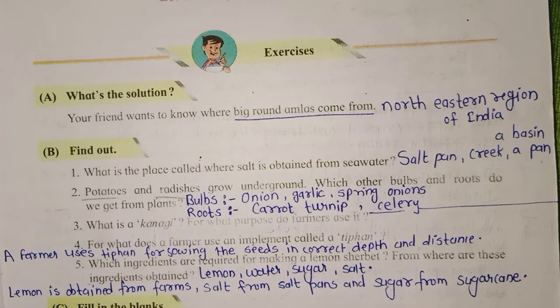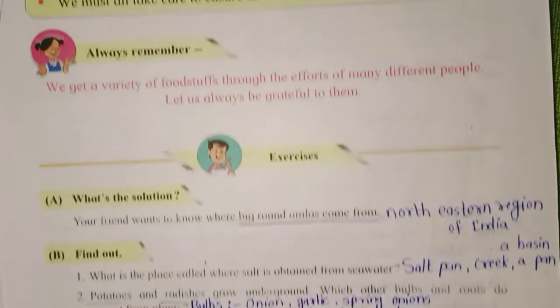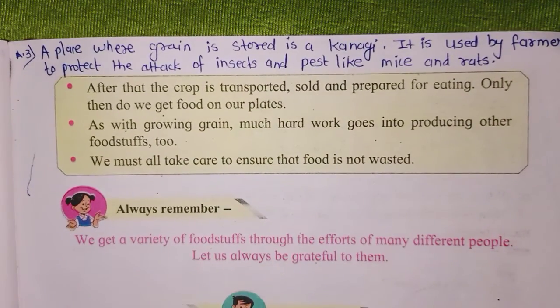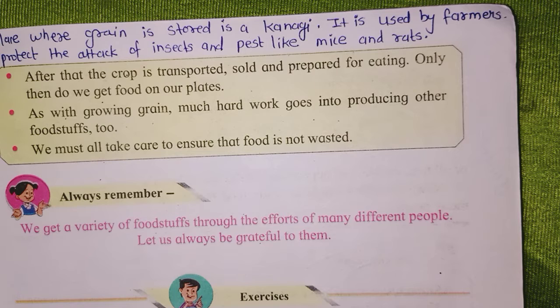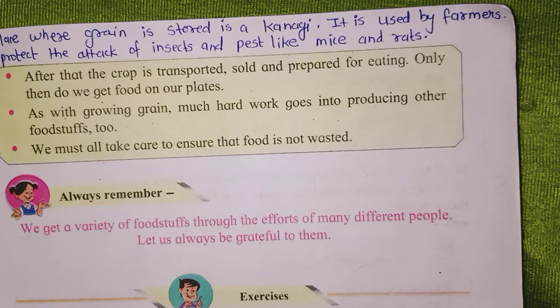Third question, what is a kanagi? For what purpose do farmers use it? Answer for this question is here, children. A place where grain is stored is a kanagi. It is used by farmers to protect against the attack of insects and pests like mice and rats.